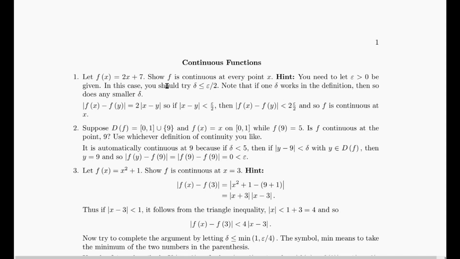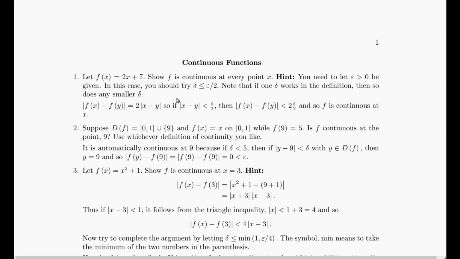This will be on continuous functions, and so I'm going through the exercises for those, or at least most of them. Suppose you have f of x is 2x plus 7. I want to show it's continuous at every point. Well, if you look at f of x minus f of y, it's 2 times x minus y.